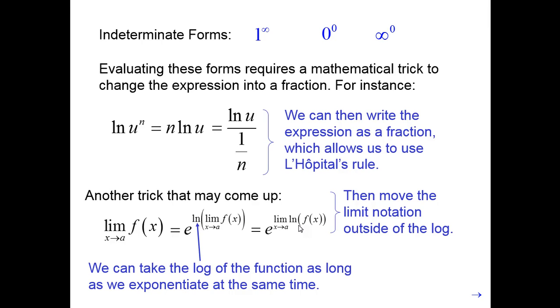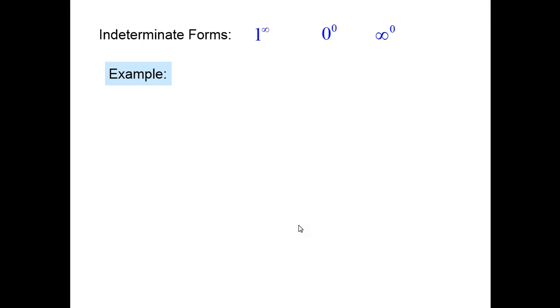How does this help us? Let's look at an example. So we have the limit as x approaches infinity of x to the 1 over x. Make sure you see that this is indeterminate because this would be the form infinity to the 1 over really large numbers, which is 0. So that's infinity to the 0 power.